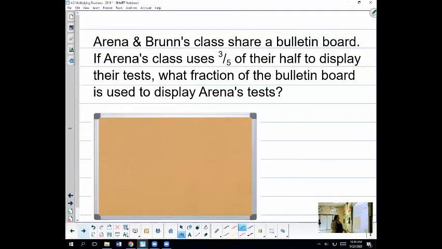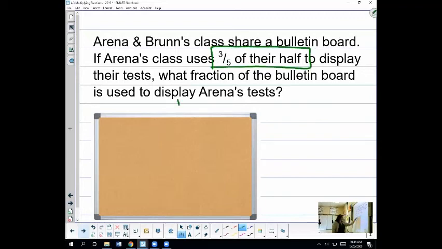One of the most common ones they're thinking about, I like this one because it's more of a visual. So let's say we used to have Miss Arena. Miss Arena and Miss Brun's class share a bulletin board. If Miss Arena's class uses 3/5 of their half to display their tests, what fraction of the bulletin board is used to display Arena's tests? So they use 3/5 of their half.